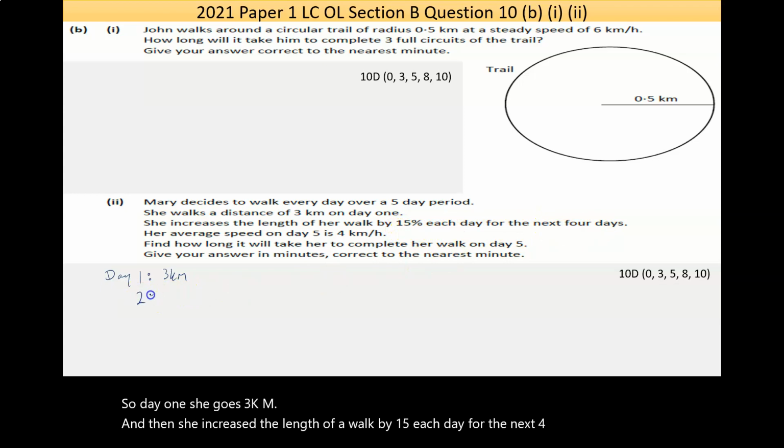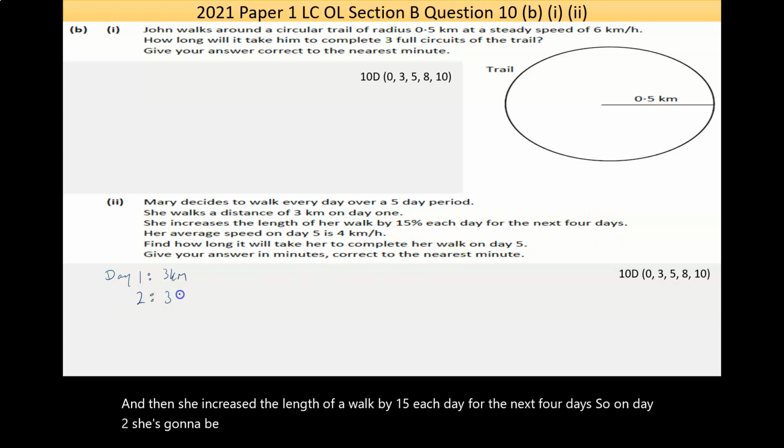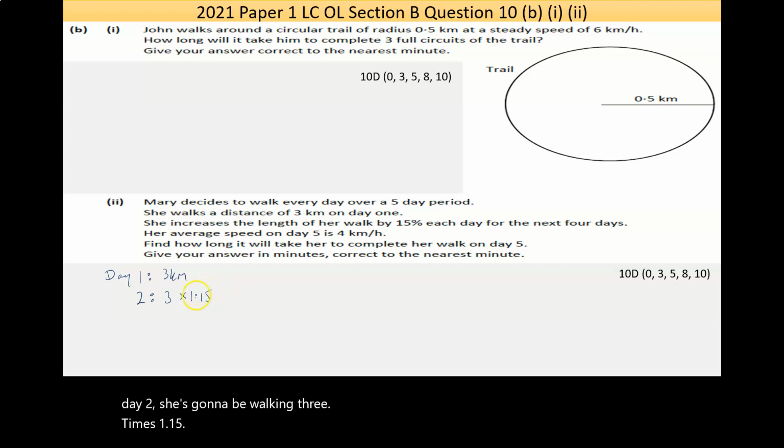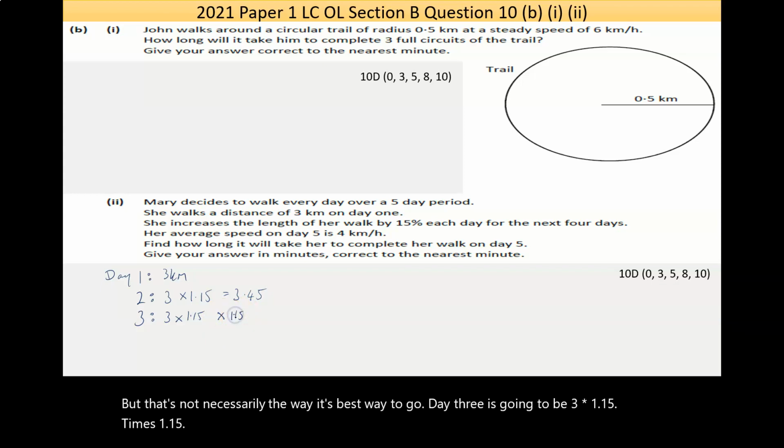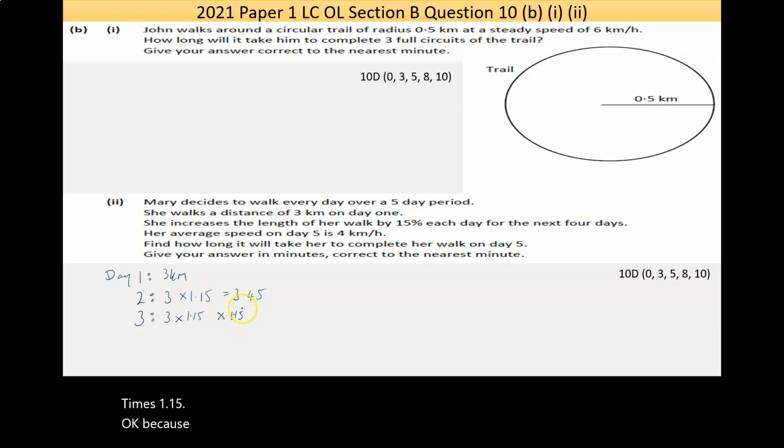So on day 2, she's going to be walking 3 times 1.15. Now that number is going to be 3.45, but that's not necessarily the best way to go. Day 3 is going to be 3 times 1.15 times 1.15, because she's increasing it again.